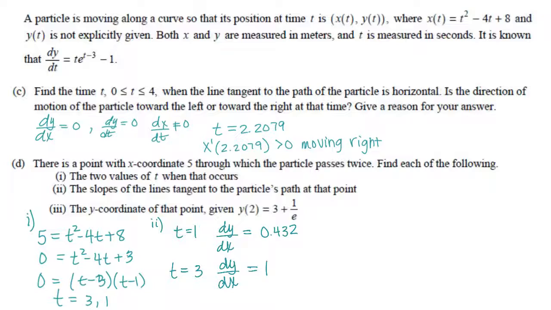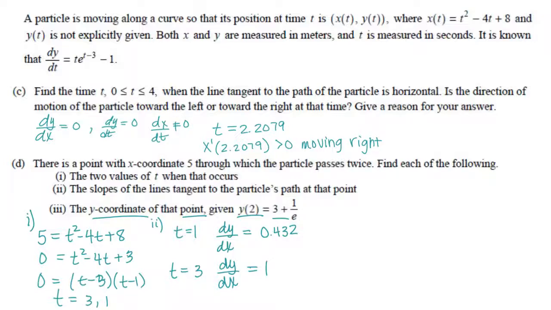And then, let's see, we need to go find the y-coordinate of that point, given y at 2 is all of that. Now, that weird y at 2, that is so strange, but that's really your initial value. And it looks like we might have to go find some values here. Some integration should be involved here, I think. All right, so let's go find some of these values.